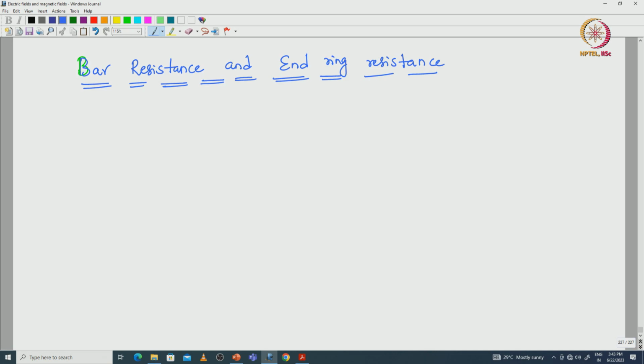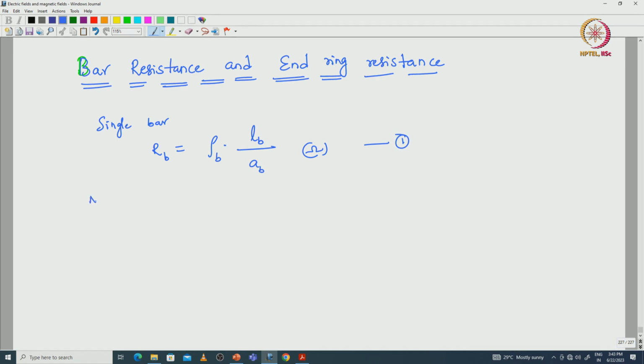Let us take the resistance for a single bar which we have already discussed. Resistance of the single bar, that is RB, is equal to the resistivity of the bar material, whether it may be aluminum or copper, times the length of a single bar divided by the cross sectional area of each bar. This is in ohms, equation number 1 to find the bar resistance for a single bar.